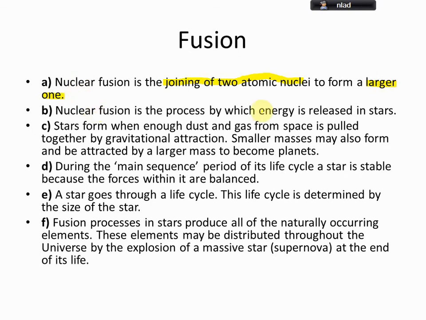Fusion is a process by which energy is released in stars. Right now, fusion only really takes place in stars. So we need to understand how stars are actually formed. Stars are formed from dust and gas, otherwise known as a nebula, and they get pulled together by gravitational attraction. Nuclear fusion is producing energy which is pushing outwards. Smaller masses may also form and be attracted by a larger mass to become planets. Sometimes around the outside there are smaller masses left around, and they can become planets. It's part of the life cycle of a star called the main sequence.